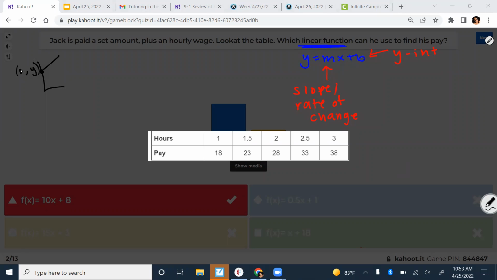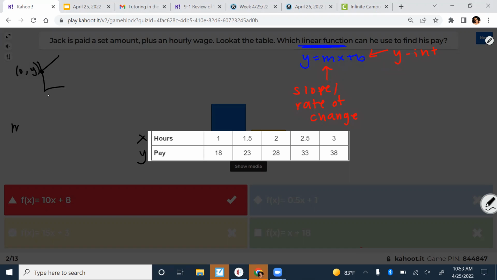So wherever x is 0, that's your y-intercept, right? I don't have an x of 0 here. By the way, between hours and pay, which one would be the x and which one would be the y? X is hours, so pay is y for your output. Because your pay depends on how many hours you work, right? Not the other way around. So inputs and outputs also part of this linear function. Now, if we can figure out the pattern, we can figure out our slope and our y-intercept. So first, let's start with slope.